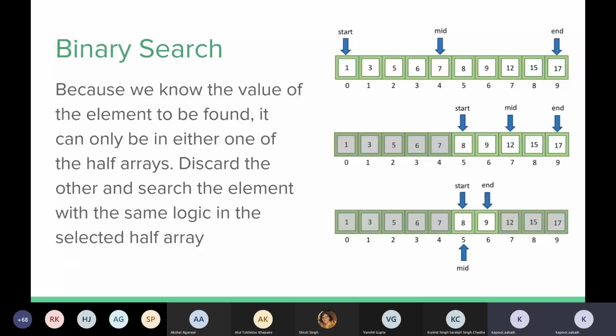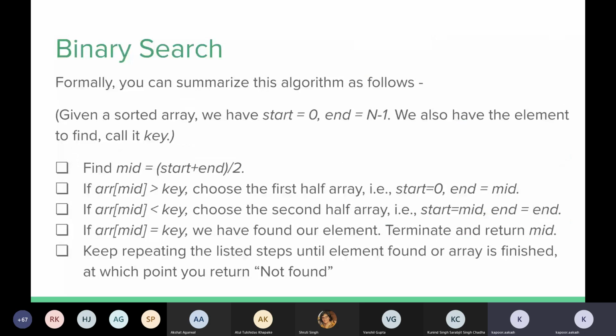So this is how you formally write this algorithm. This is the first non-trivial algorithm that is discussed here so far. What you do is you have a starting position, you have an ending position, you find the mid position, and check if the mid position has a greater value, whether your array is ascending or descending. You can decide if you choose the first or second half based on whether it's ascending or descending. And then you update your start and end.